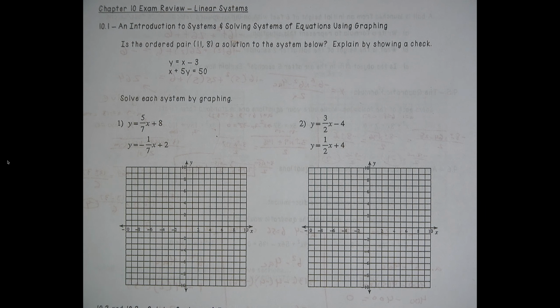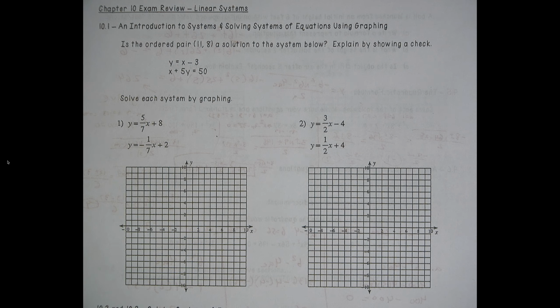This is Chapter 10's exam review. We are looking at solving systems of equations, specifically just linear systems. So we're looking at equations of lines, and we're specifically going to look at two lines. Where do they intersect? And that ordered pair will be the solution to our system.